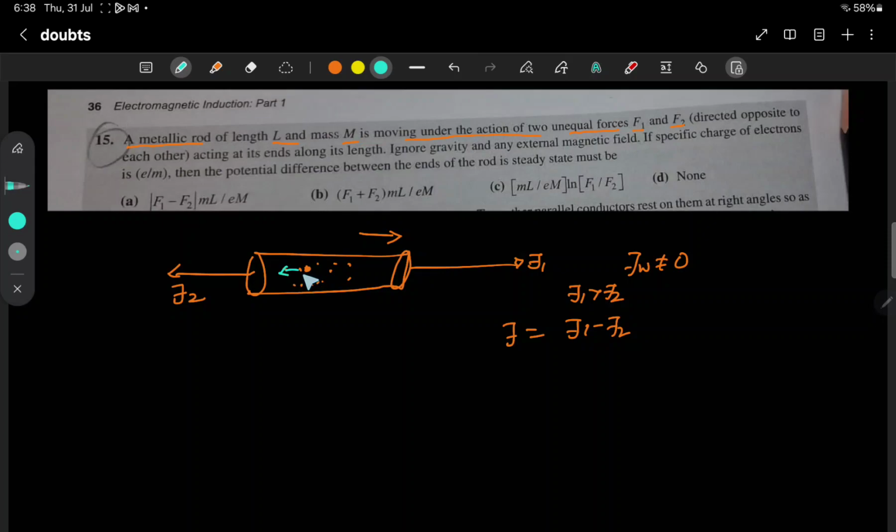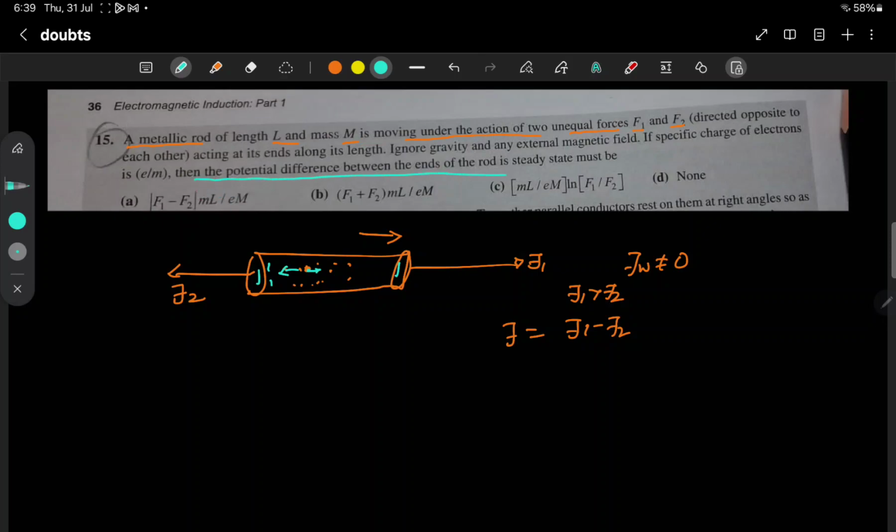But actually it will not move, because here there will be a potential difference created. Okay, because of that electric field created, this charge will experience a force in this direction, so that net force will be equal to 0. So when the rod in this conductor moves, only if a potential difference is created will this happen. So what is that? Okay, that is what they are asking.